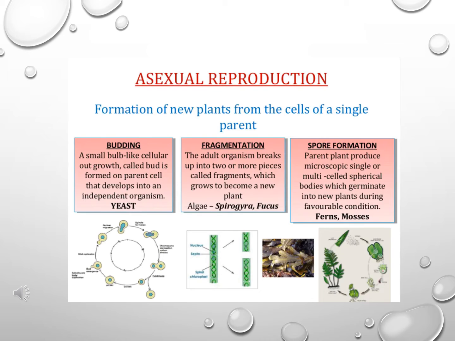In fragmentation, the plant breaks up into two or more fragments, and each fragment grows into a new plant. Example, Spirogyra and Fucus. In spore formation, the fungus produces spores. The spores will germinate and produce new plants. Example, ferns, mosses and fungus.